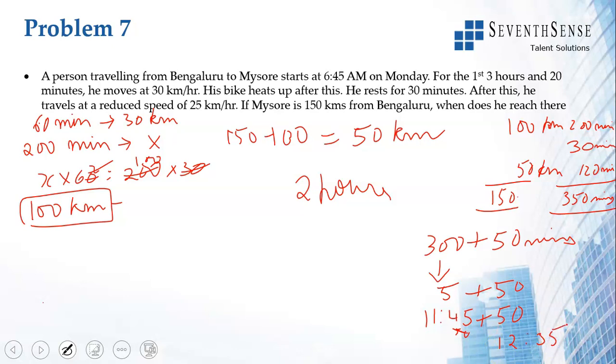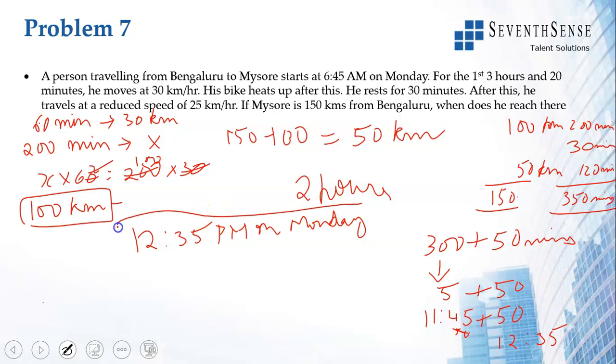When does he reach there? If he asks when does he reach there, you have to say 12:35. Don't write AM because it's after noon, right? So it is 12:35 PM on Monday itself. That is when our friend reaches Mysore.